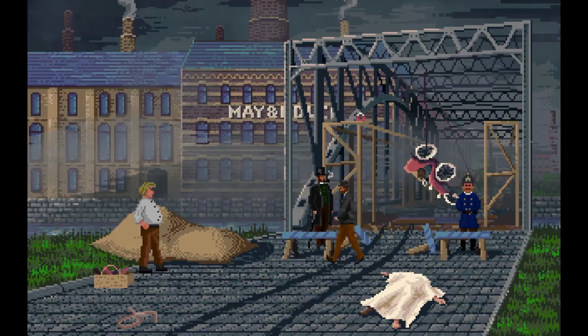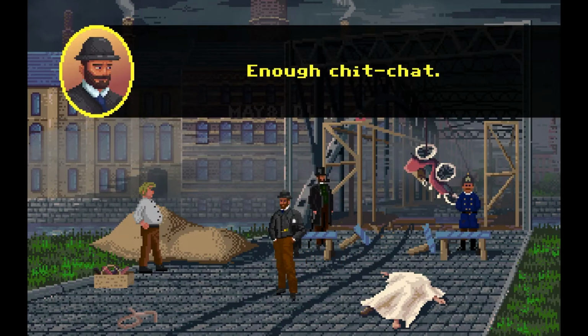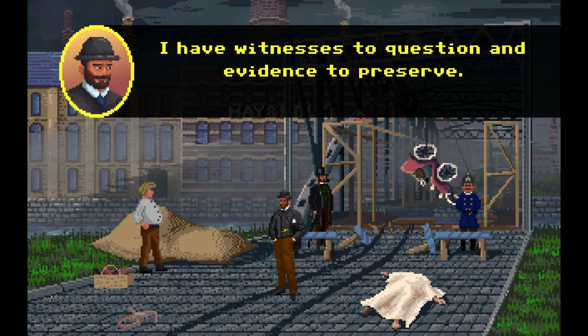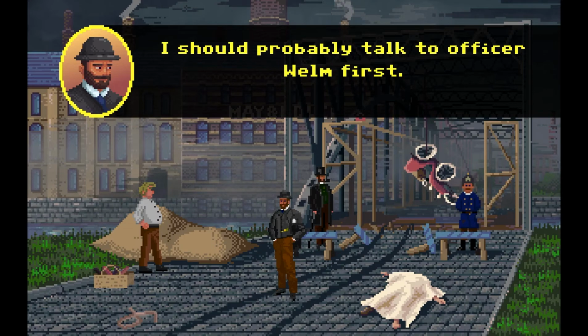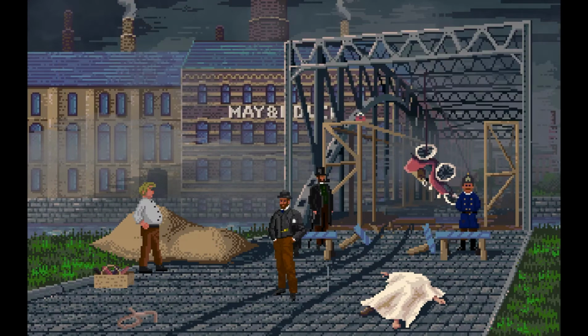So he's a prosecutor, but he doesn't think it's a regular death, regular accident. I have witnesses to question and evidence to preserve. I should probably talk to Officer Vaughn first. This is him, right? I hope I'm saying that right, because I just assume every W is V.